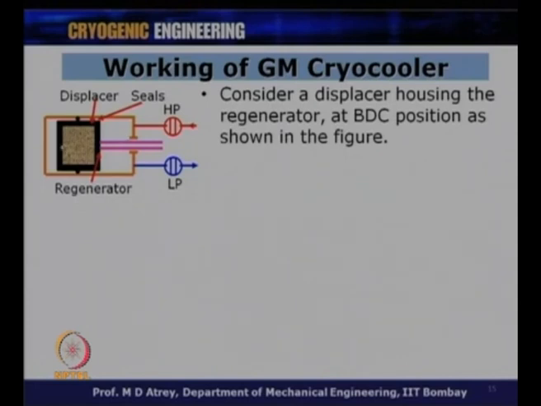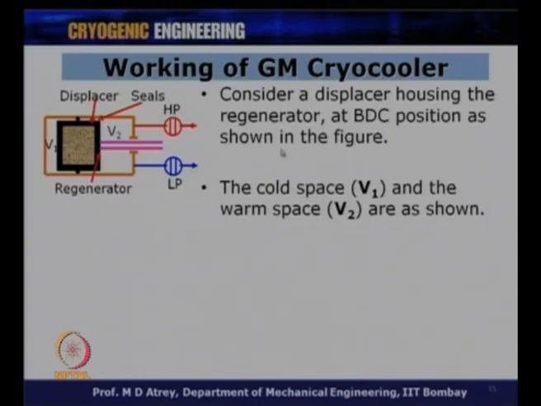And this displacer will move up and down, and there are valves, a high pressure and a low pressure valve, which open and close, which generates the pressure wave. So, consider a displacer housing the regenerator at bottom dead center, BDC. So, the displacer is at the bottommost portion, and there is some gas which is the clearance volume, the lowest volume that is possible in this cylinder. So, the displacer is at the BDC position as shown in this figure, and there are two volumes, V1 and V2. V1 is below the displacer, V2 is above the displacer.